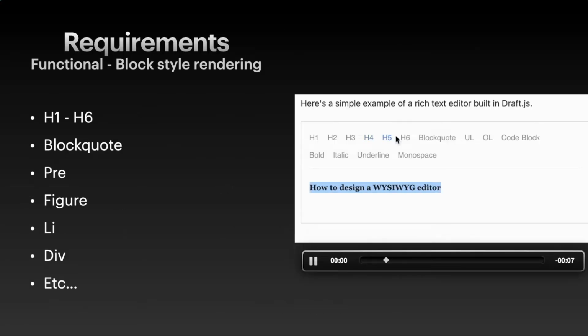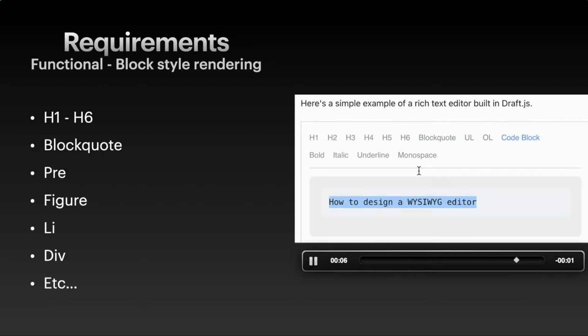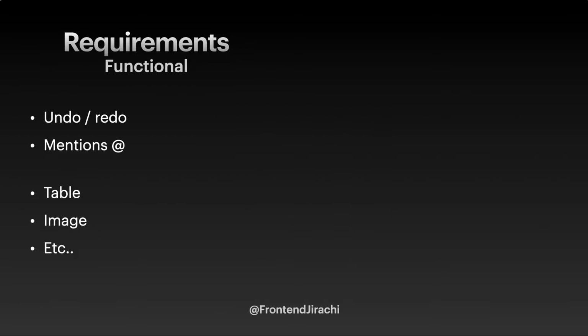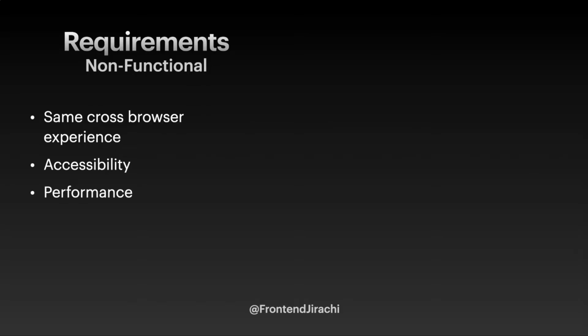As you can see, the WYSIWYG editor allows you to render block-style elements. Here's a list of potential block-style elements that we can support, including heading, block quote, pre-formatted text, figure, which represents self-contained content, list, div element, etc. It also allows you to edit inline-style elements. Some additional requirements include undo/redo functionality, and you can even mention somebody using the @ symbol. The non-functional requirements include preserving a cross-browser experience, ensuring accessibility and performance.